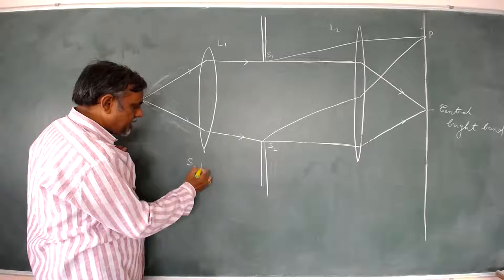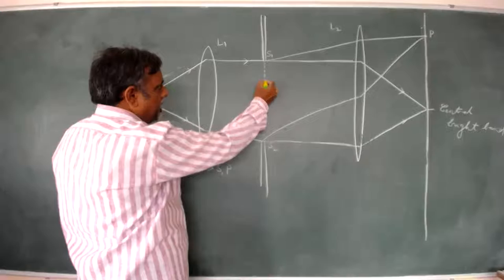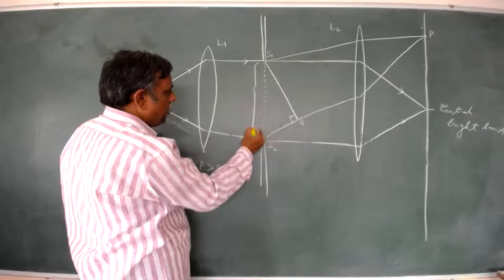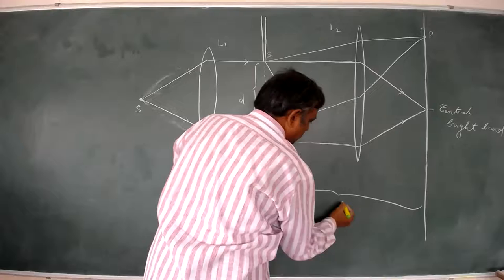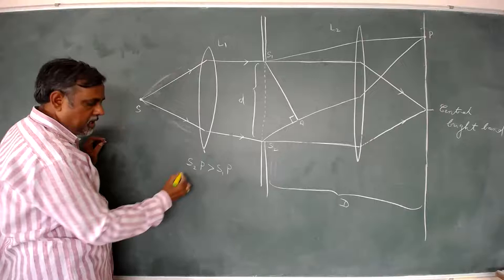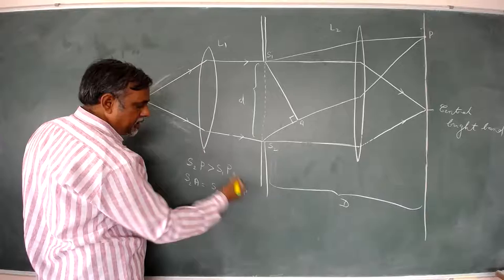If you just think of it as connected, and now you draw a perpendicular from here, this is the perpendicular drawn, point A. The slit width is b, and the distance between the screen and the slit is capital D. So if you draw a perpendicular, you get S2A. What will S2A be here? That is nothing but S2P minus S1P.